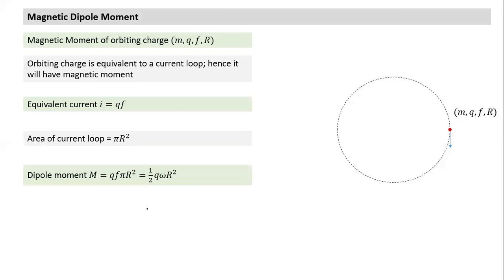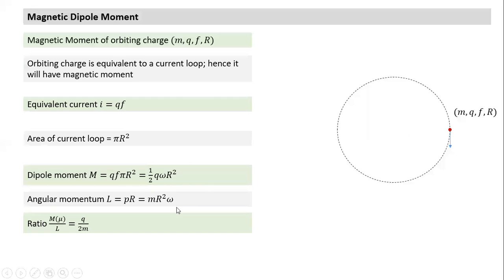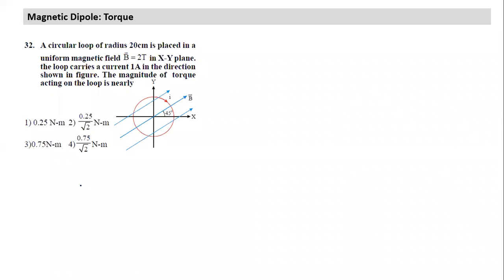And based on that, we arrive at a relationship. If a charged particle having mass undergoes orbital or circular motion, it is a magnetic dipole, but it also has angular momentum. And we calculate the ratio of the two. We find the ratio between the magnetic dipole moment and angular momentum is Q by 2m. And this becomes useful for finding the magnetic dipole moment. Okay, something like this.